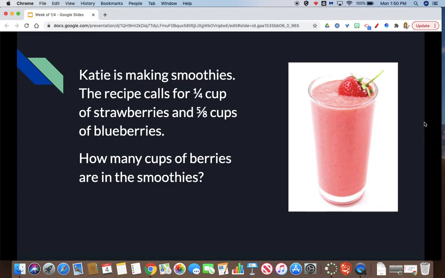We're going to start with a real-world example to help connect the process of adding and subtracting fractions. So we have Katie who's making smoothies. The recipe calls for a 1/4 cup of strawberries and 5/8 cup of blueberries. How many cups of berries are in the smoothie? Let's look at a visual to help us decide how many cups of berries are going into the smoothies.